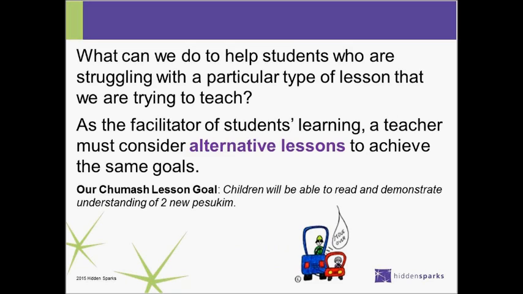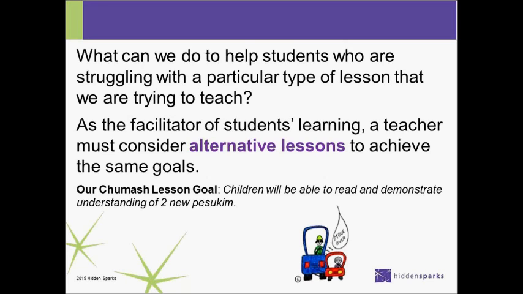What can we do to help students who are struggling with a particular type of lesson that we're trying to teach? As a facilitator of students' learning, a teacher must consider alternative lessons to achieve the same goals. In our Chumash lesson, our goal is that children will be able to read and demonstrate understanding of 2 new psukim. Now let's look at 2 alternative lessons that can be used to accomplish the same goals. Each of these lessons will tap and include a different variation of constructs so that depending on the student's strengths and weaknesses, they will gain from the lessons in different ways.